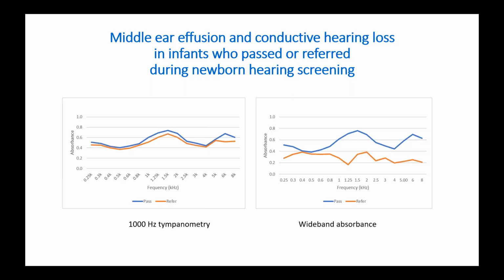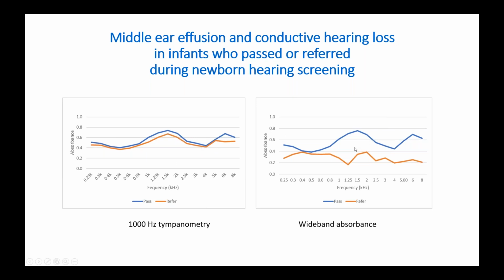Now, if you compare the infants that passed or referred the newborn hearing screening, when you look at the 1000 hertz tympanometry, you see that the infants that passed or referred with the ABR screening give similar results.